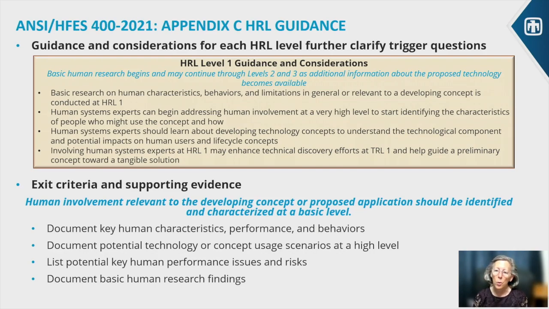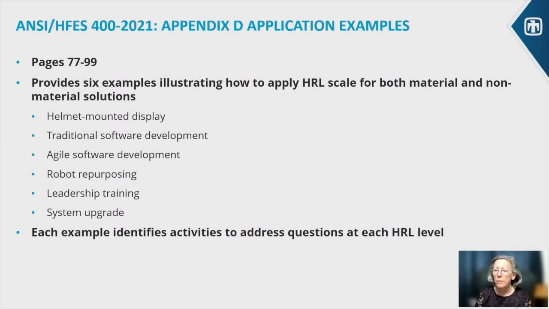So things that just show, yes, we worked through this process, and here's our evidence that we have satisfactorily addressed this level and are ready to move on. Appendix D has 6 different examples of how to apply the HRL scale. We have a variety of hardware and software, and we have examples where you're starting from scratch with a brand new technology or system, and then some where there's something already out there, but it might be being proposed for a different purpose or mission.